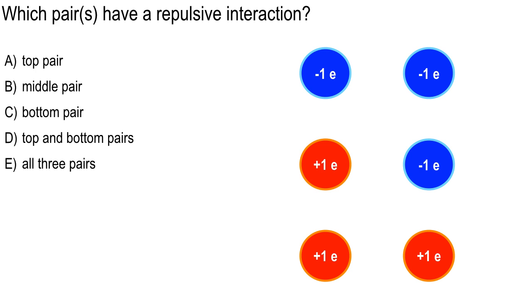All right, let's see what you guys voted for. Yay! Most of you got it right. Bottom and top, because they're both like charges on top and like charges on the bottom.